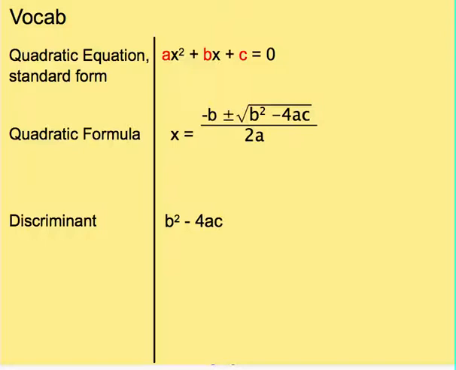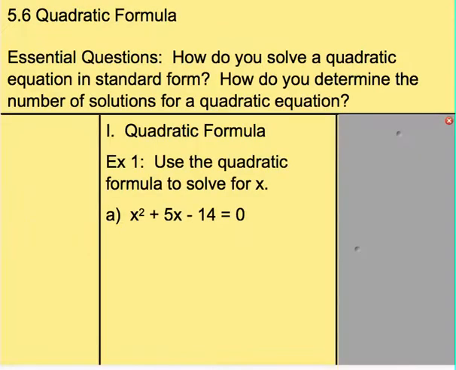We'll see. And lastly, we're going to take a look at the discriminant, which is the part of the quadratic formula that's under the radical, and that tells us how many real solutions we have, or possibly if we have imaginary solutions. Remember, if there's a negative under the radical, we get an imaginary number. So our essential questions today are: how do you solve a quadratic equation in standard form? And how do you determine the number of solutions for a quadratic equation?